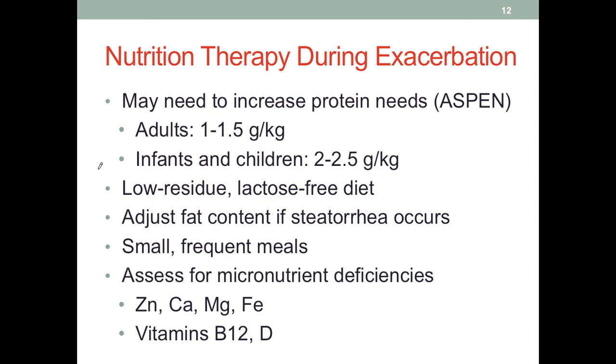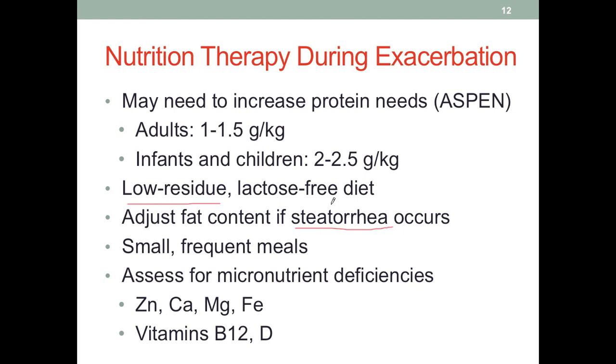Overall, a low residue, lactose-free diet will help. A low residue diet is designed to produce fewer, smaller bowel movements each day. It is low in fiber and usually restricts foods that increase bowel activity like fruit juices and milk products. Also, it may be necessary that we adjust the dietary fat content because sometimes due to the conditions and the impaired GI function, we may see fatty stools or steatorrhea.